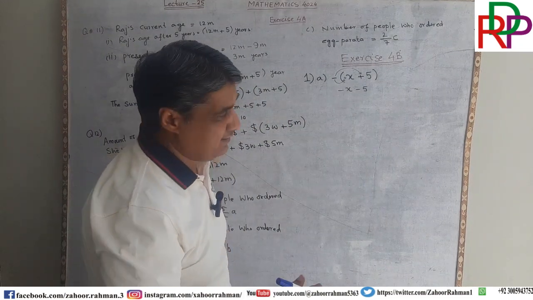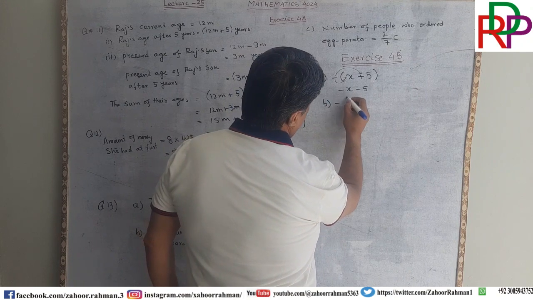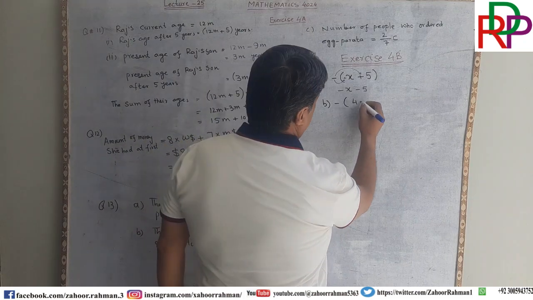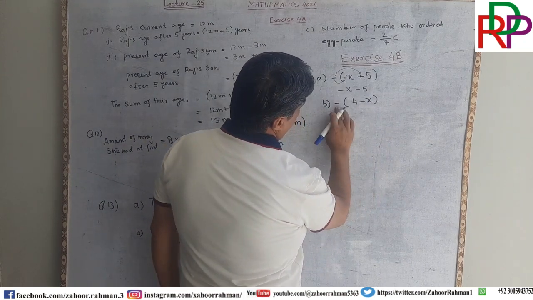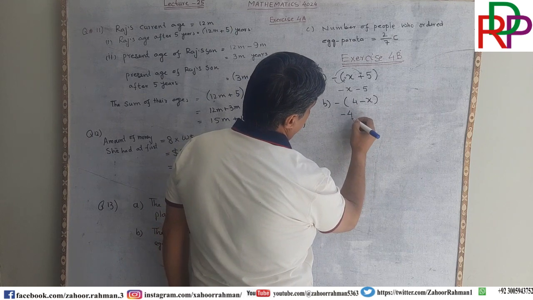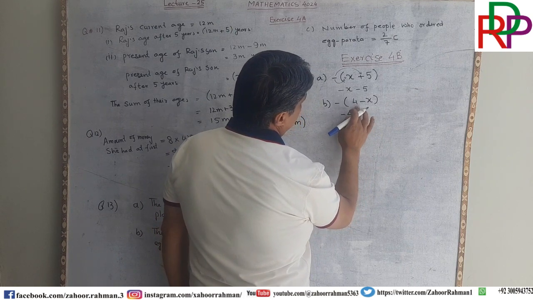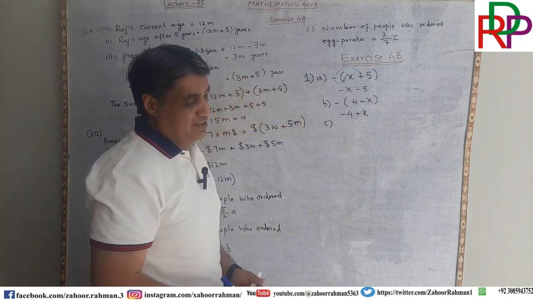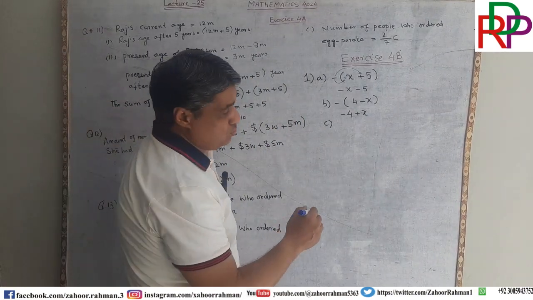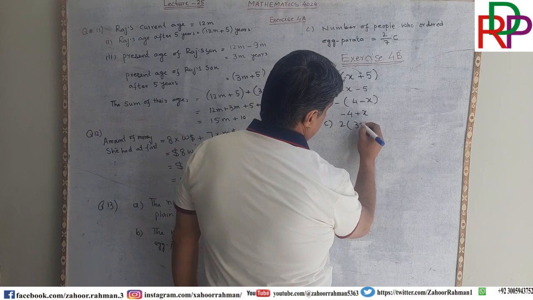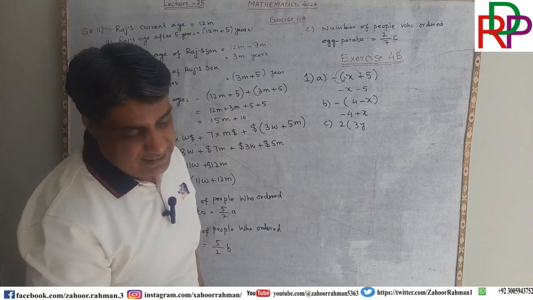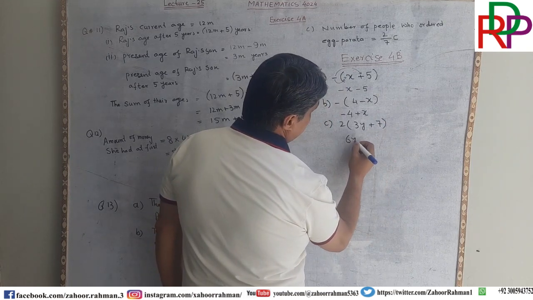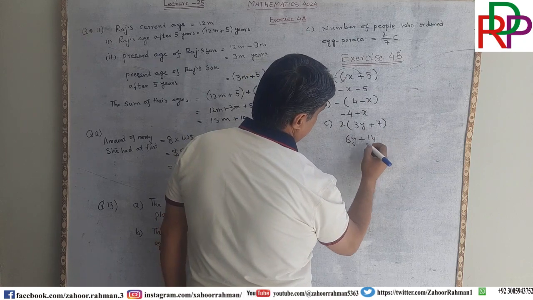Part b says minus, 4 minus x. When this minus is multiplied with 4, it becomes negative, and when this minus is multiplied with this minus, it yields positive x. Third number is 2 into 3y plus 7. So it means 2 3s are 6y and 2 7s are 14.